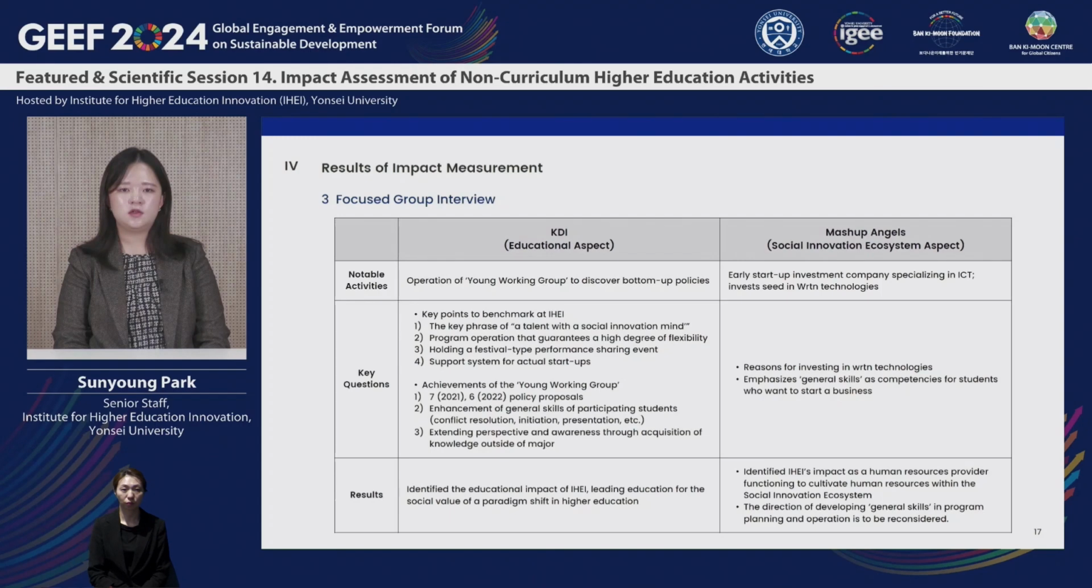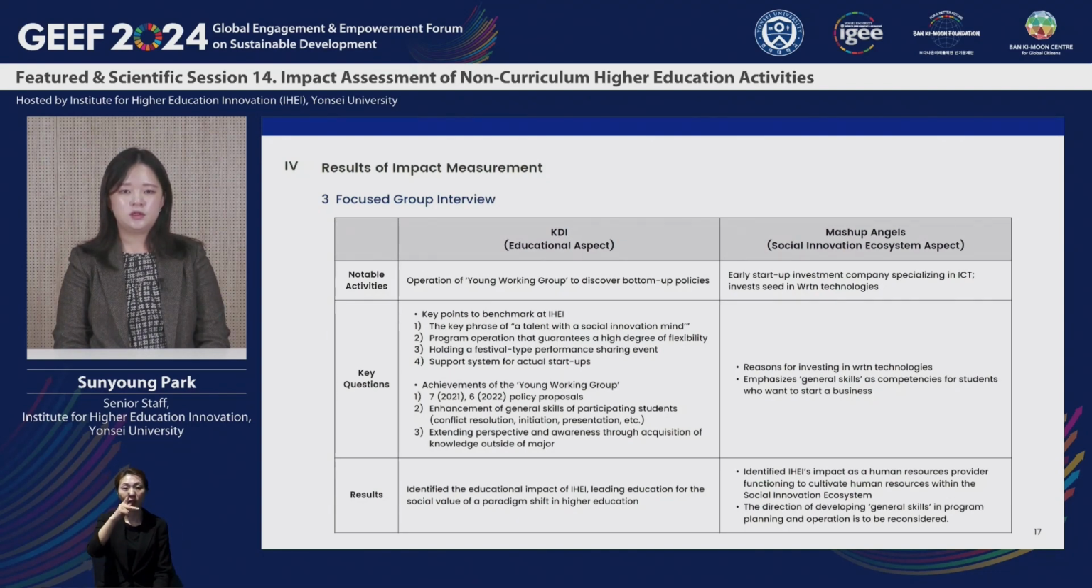This reaffirms that our institution is indeed nurturing individuals capable of making real contributions to social innovation. Additionally, to understand the value and significance of the workstation from various stakeholders' perspectives, we conducted focus group interviews, FGIs. These FGIs were conducted separately for the educational aspect and the social innovation ecosystem aspect of impact. For investigating the educational aspect of impact, we interviewed the policy platform team at the Korea Development Institute, the KDI.